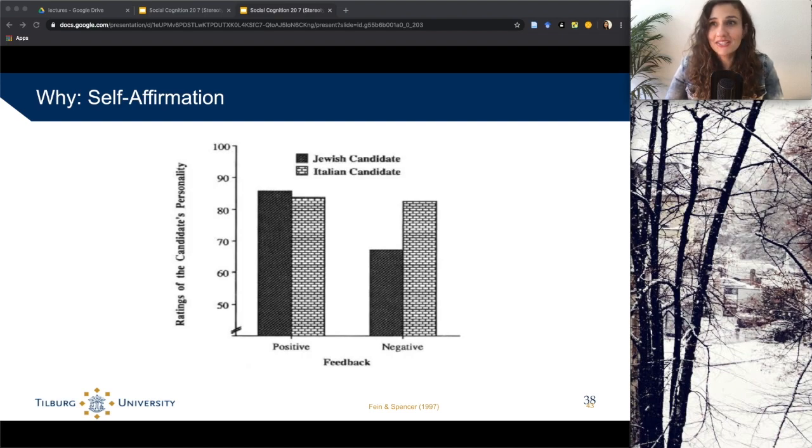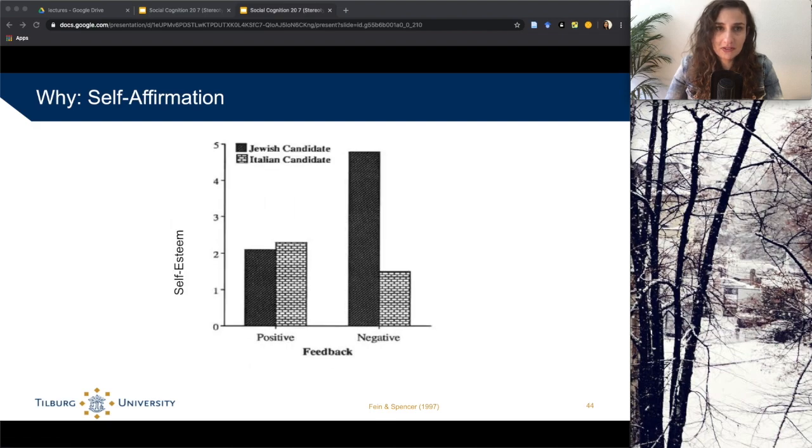Okay, and now does this actually affect how people feel about themselves? Does stereotyping make people who got negative feedback initially feel better about themselves after they've stereotyped this person? So here what we see is the self-esteem, the increase in self-esteem after actually being given the opportunity to stereotype. And we have this split by feedback type again.